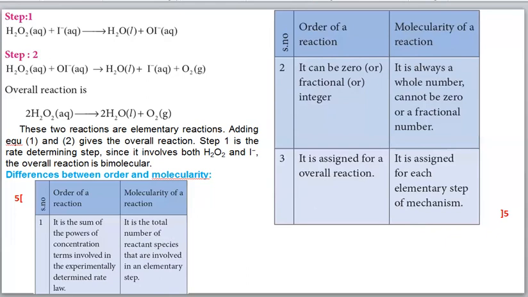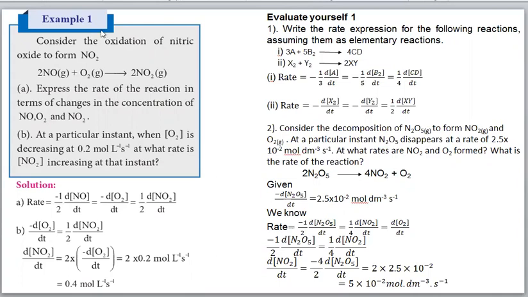Now let us see example 1. Consider the oxidation of nitric oxide to form nitrogen dioxide. The equation is given: 2NO gas plus O2 gas gives 2NO2 gas.